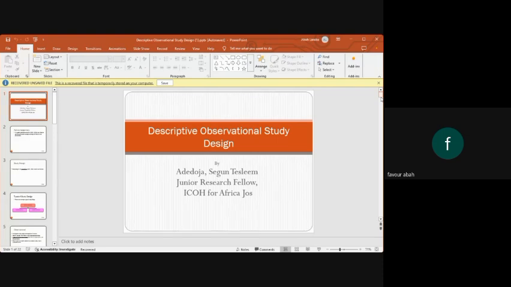Then he also spoke about research approach. He told us that there are two types of research approach: a quantitative research approach and a qualitative research approach. For us in the sciences, medical sciences, what we do mostly is the quantitative research approach. However, we are beginning to embrace mixed method. When you're using both quantitative and qualitative, you have a mixed method research approach.